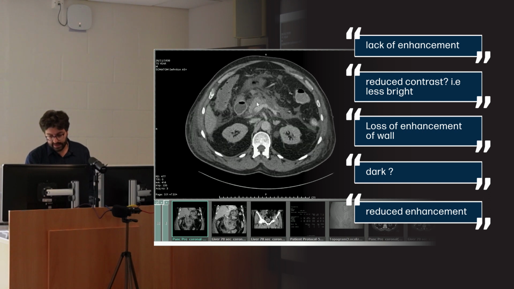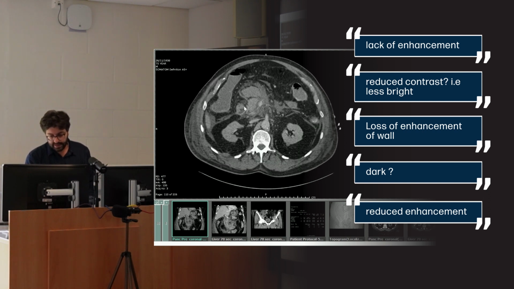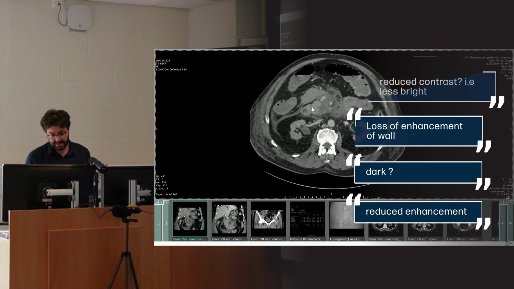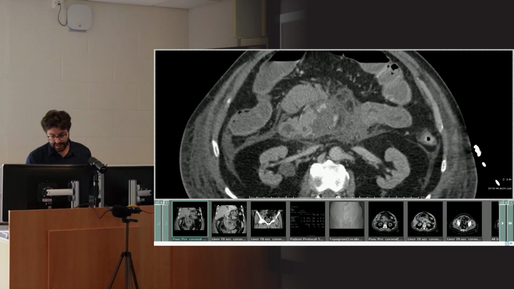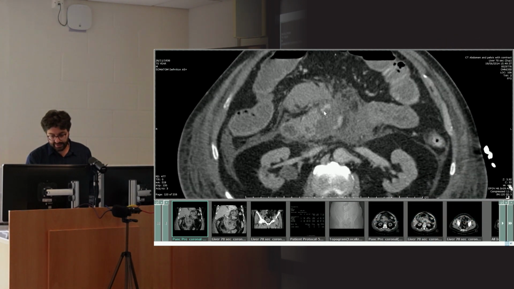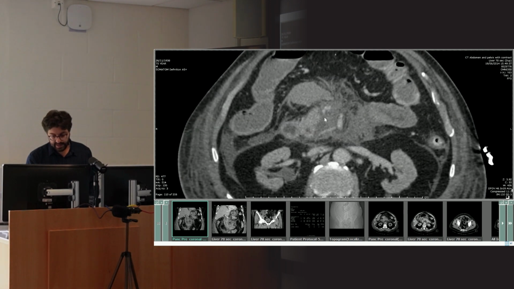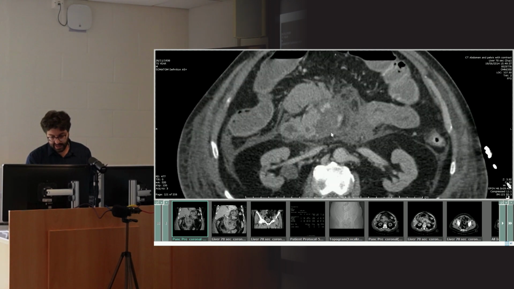Tail, body, neck, that's okay. The head here is enhancing, okay, at least laterally. But what about this portion of the pancreas here? The uncinate process that pokes behind the SMV, all of this is still pancreas, but it is not enhancing.